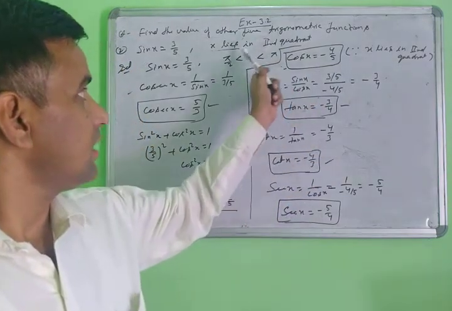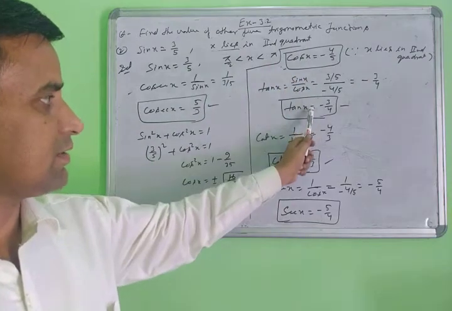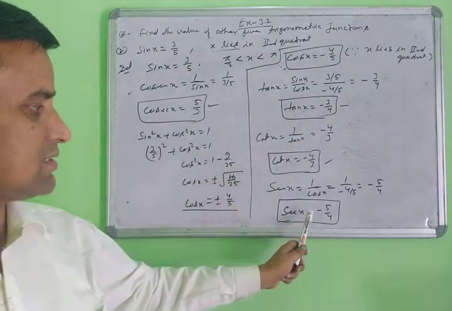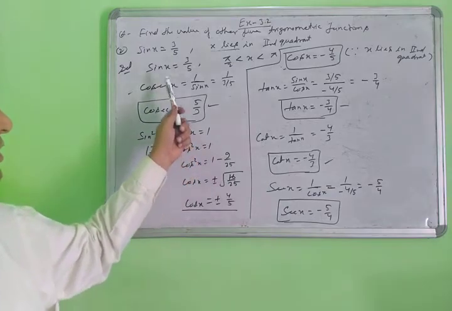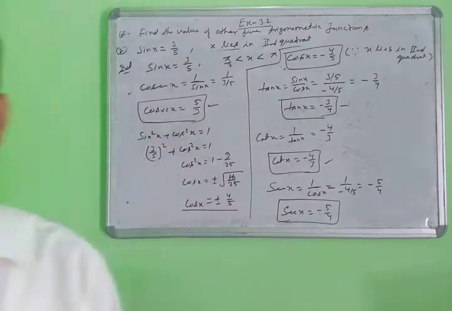According to this condition, x lies in the second quadrant. In the second quadrant cos negative, tan negative, cot negative, sec negative. Only cosec and sin are positive, the rest will be negative. Just note down. Then next question.